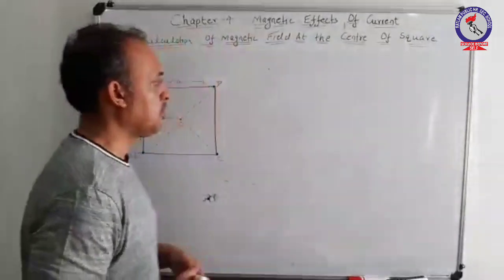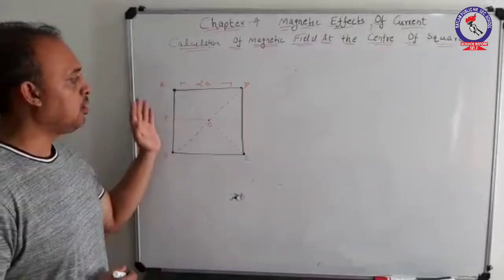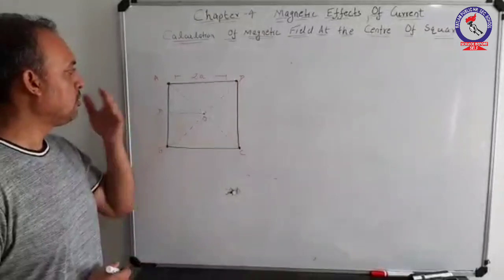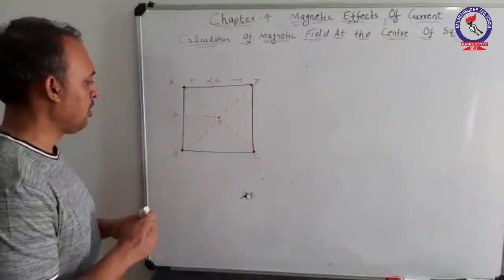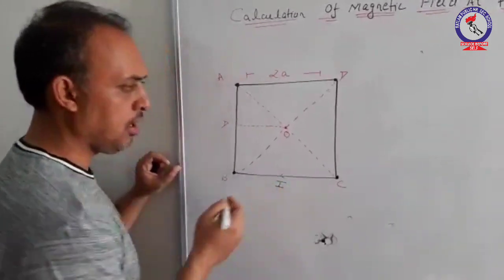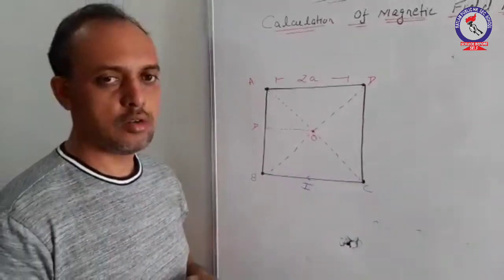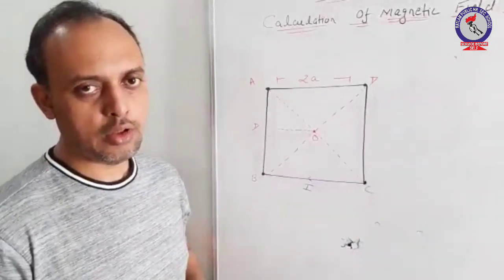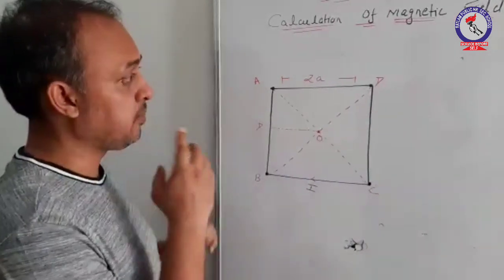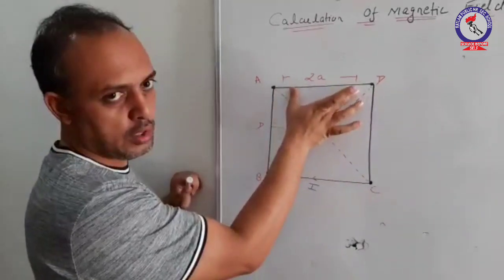Let us suppose I am calculating the magnetic field at the center of this coil, which is actually a square of side 2A carrying current I. As this I is in anti-clockwise direction, I can be in anti-clockwise direction also. Only the direction of magnetic field will change. The magnitude will remain the same. As you can observe, this square coil is of side 2A.